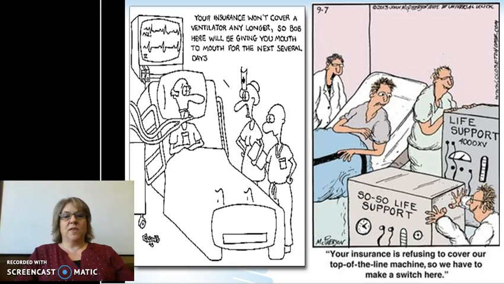These cartoons portray the importance of our documentation. The cartoon on the left is saying, your insurance won't cover a ventilator any longer, so Bob here will be giving you mouth-to-mouth for the next several days. The cartoon on the right is saying, your insurance is refusing to cover our top-of-the-line machine, so we have to make a switch here. Both of these show that our documentation is important. Please remember to document what you are doing in the home and any changes that you have made and the response.